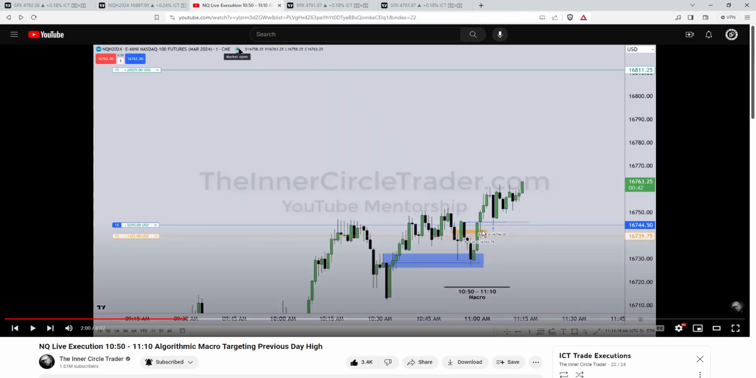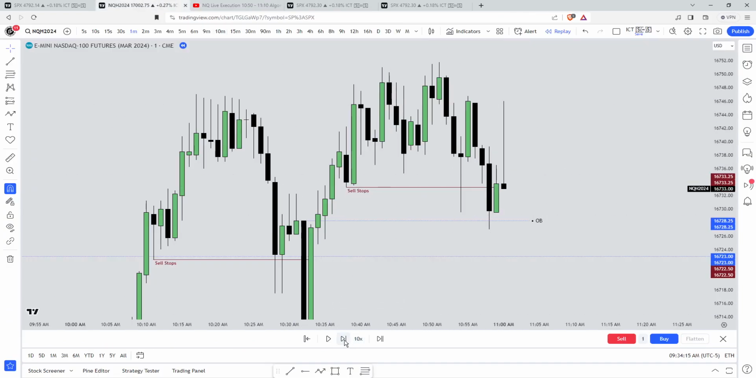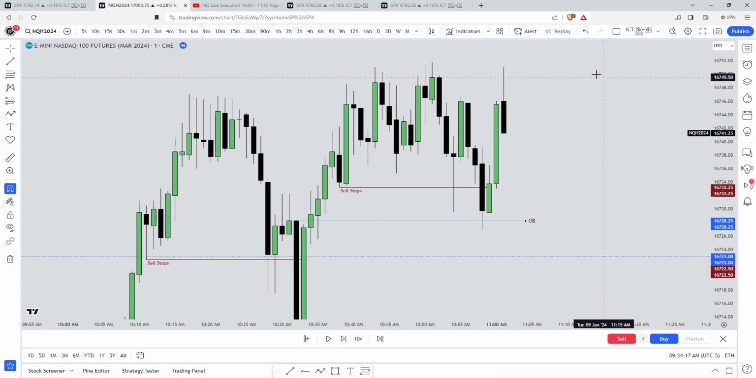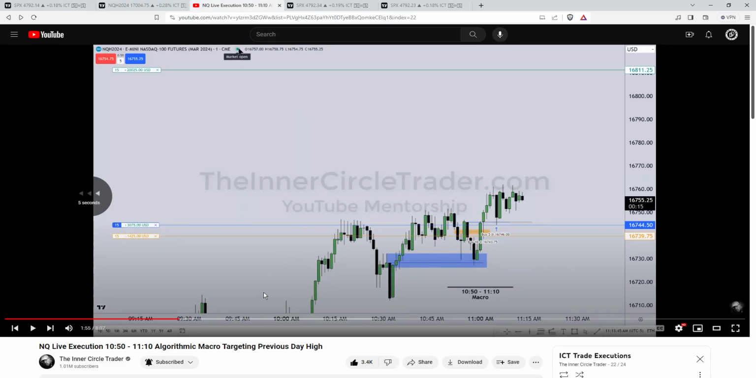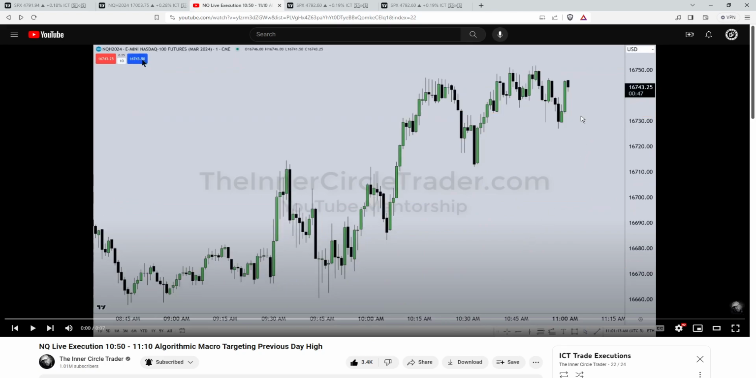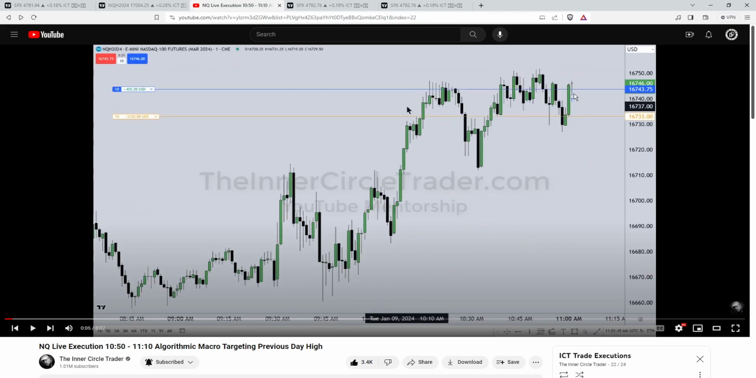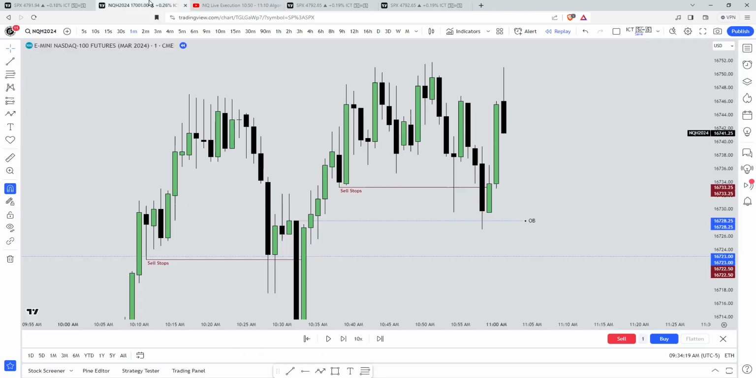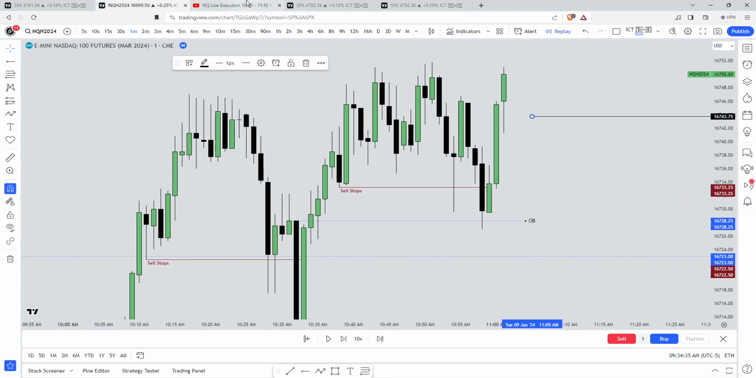So what exact time did ICT get in at? Well, he got in on, what was it, this candle? I think he got in on this candle. Let me skip back. Yeah, so he gets in as this candle's forming down at 16,743. So this is ICT's entry. 16,743.75, was it? Yeah. So this is what you guys should be doing to really understand what ICT is trading.